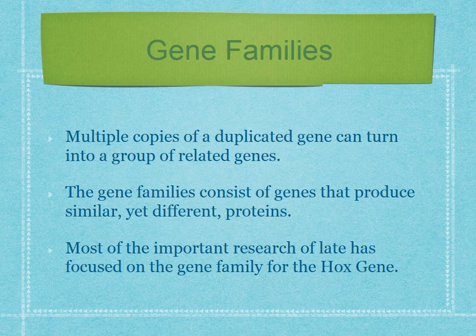So then we also have gene families. We've talked about this before, but this is essentially multiple copies of these duplicated genes that can turn into a group of related genes. So think back to the Hox genes that we talked about, because it was a huge gene family that can control that development. And the gene families are going to have genes that all produce similar yet different proteins. So to focus on those Hox genes, that's what we're going to look at.